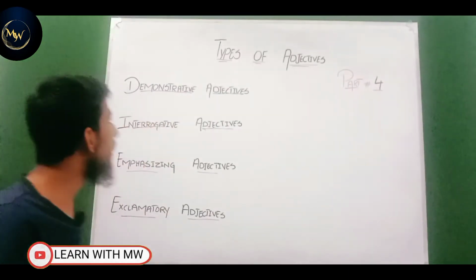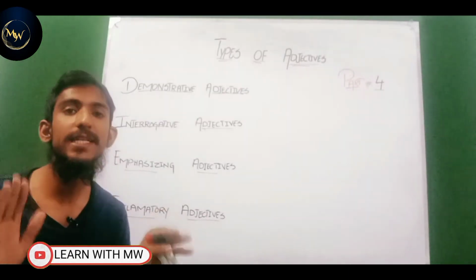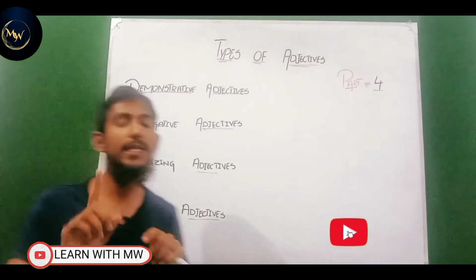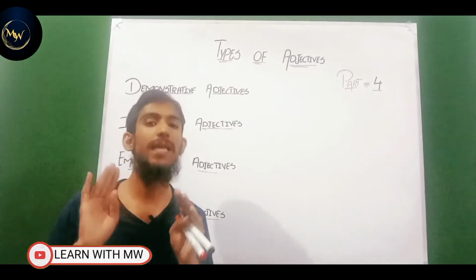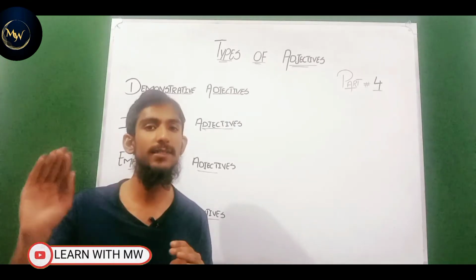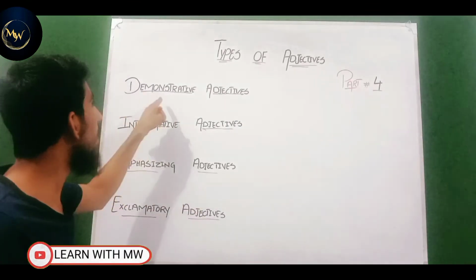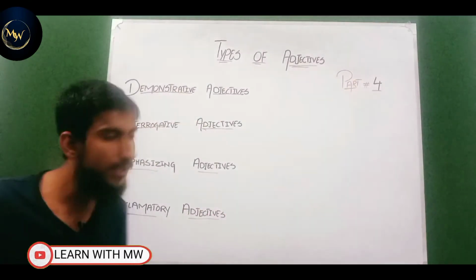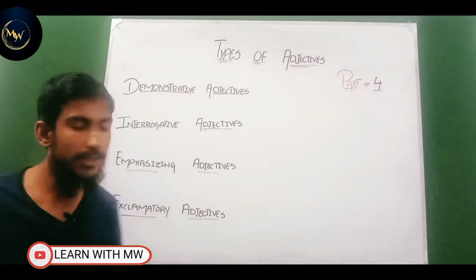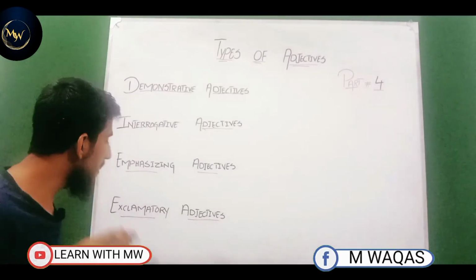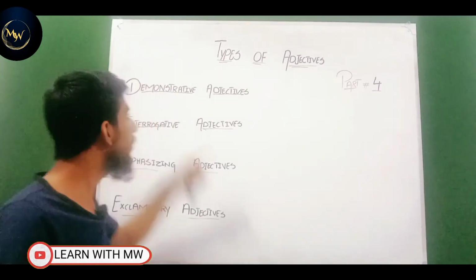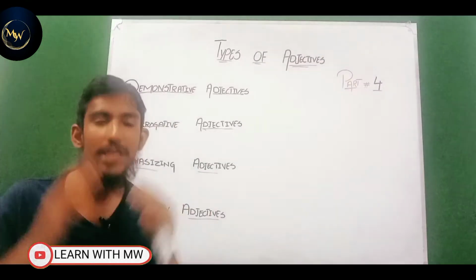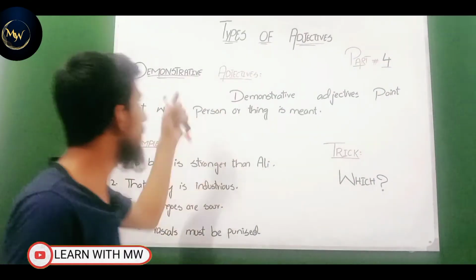There are basically 7 types of adjective. Number 1 was adjective of quality, number 2 adjective of quantity, and number 3 adjective of number, which we discussed in part 3. Now in part 4 we will be discussing demonstrative adjectives, interrogative adjectives, emphasizing adjectives and exclamatory adjectives in a very grammatical and conceptual way. So we will start from demonstrative adjective: what is a demonstrative adjective in English?